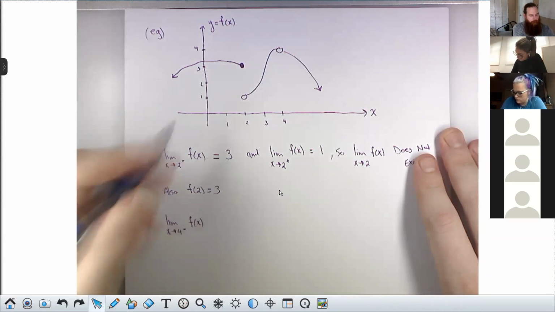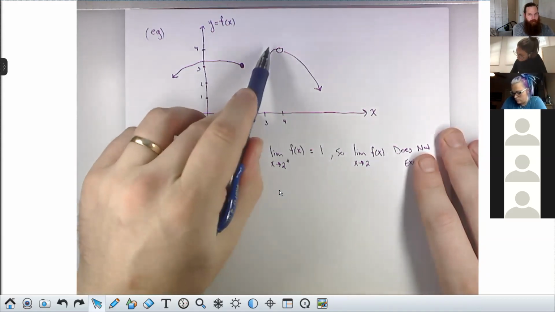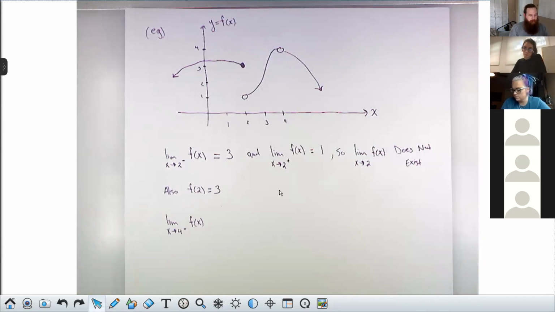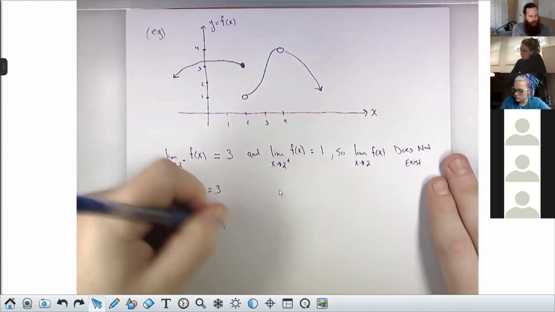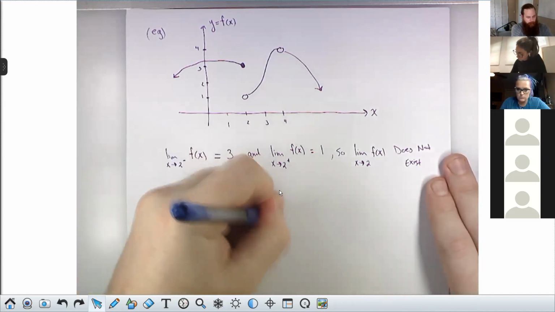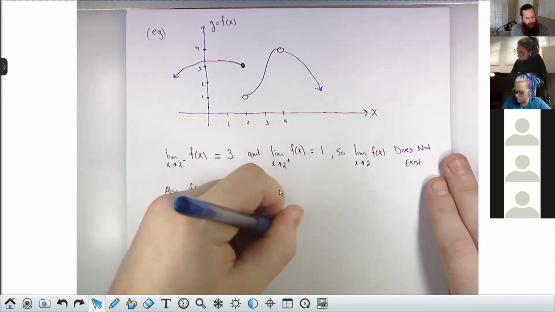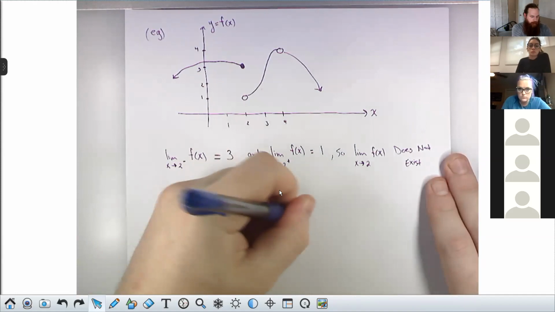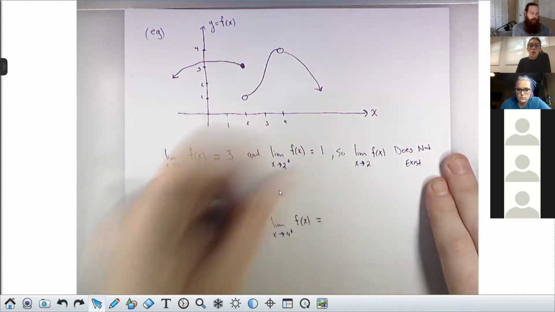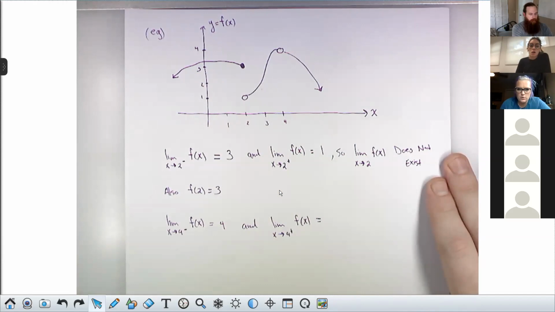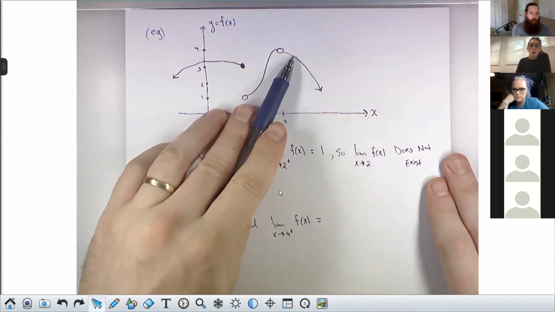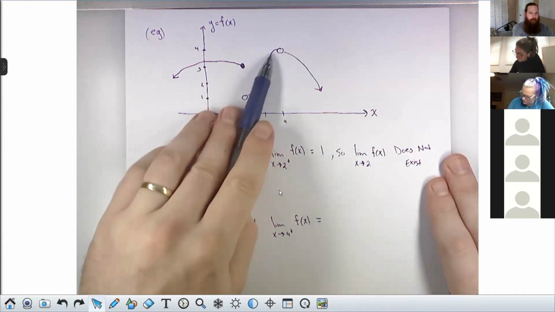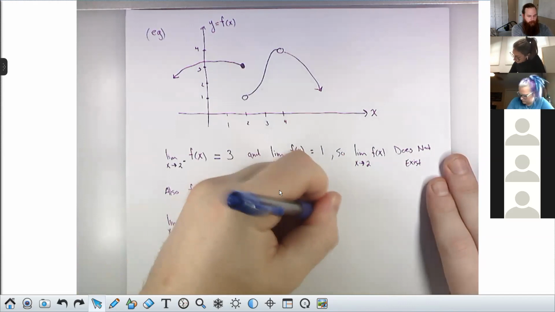So if I approach 4 from the left, that means I'm coming along like this. What are my y values getting closer and closer to? 4. Good. And if I came in from the right, so the limit as x approaches 4 plus of f of x, what is that? Would that be 1 also? Or 4? So 4 also. We're getting closer and closer from the right. My y values are going to the same place as they were from the left. They're coming up here towards this hole, which is 4.